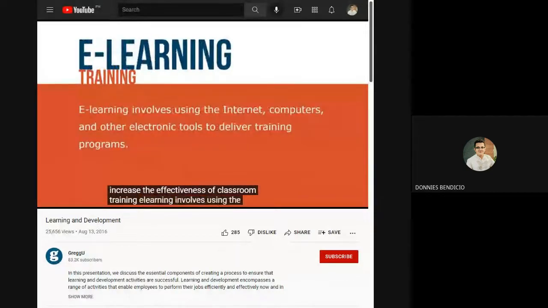E-learning involves using the internet and a computer-based system to deliver training programs. Advances in technology and accessibility have changed training for the better in the use of online, virtual, and simulation-based e-learning, which is accessible to employees at any time they need it or want it.